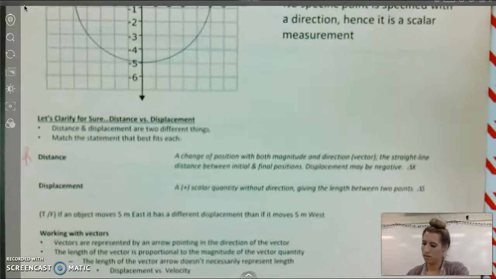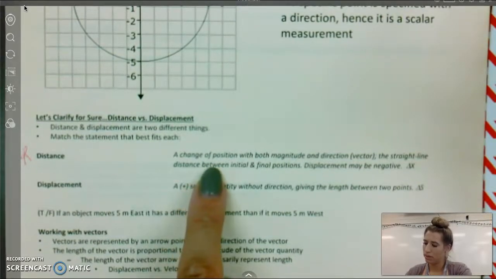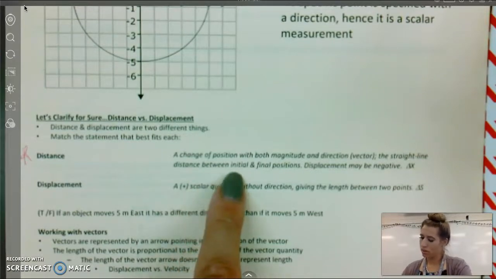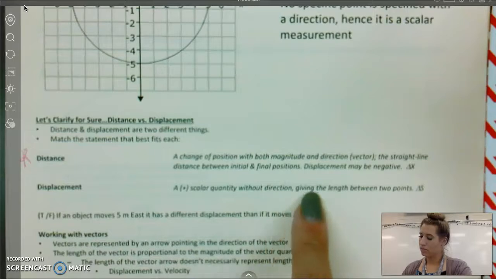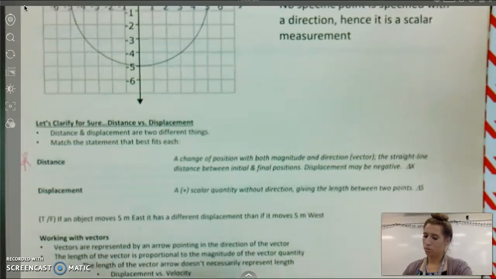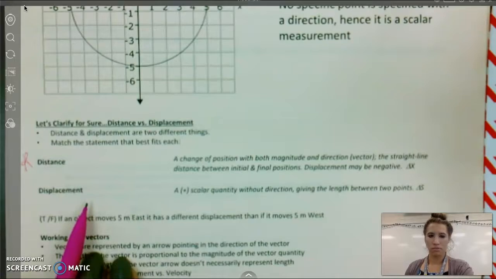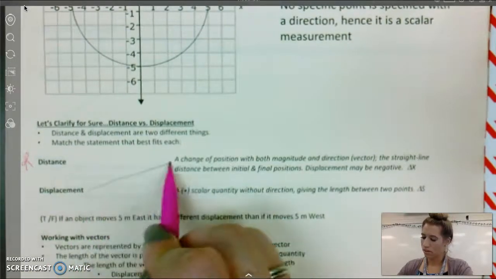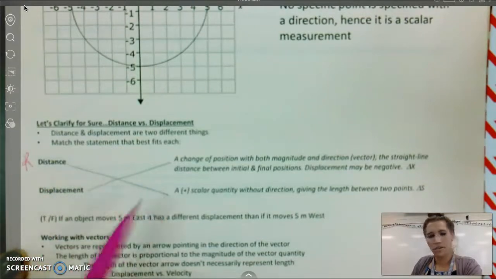Okay, so a change of position with both magnitude and direction, the straight line distance between initial and final position, displacement may be negative. And then a positive scalar quantity without direction, giving the length between 2 points. And it's asking which one is distance and which one is displacement. Okay? So that one is displacement, and that one is distance.